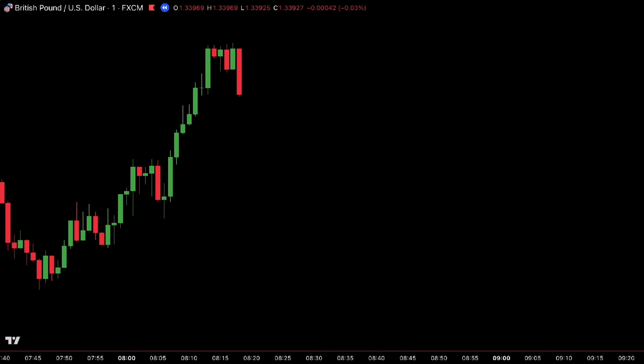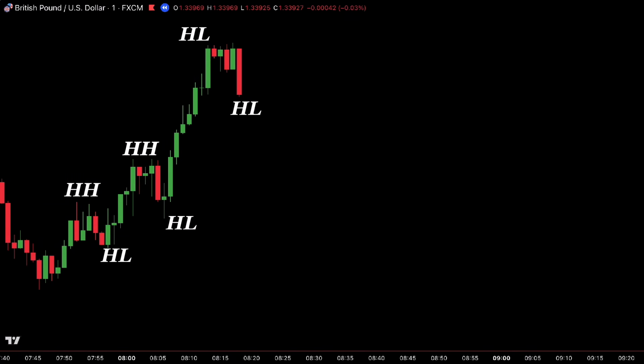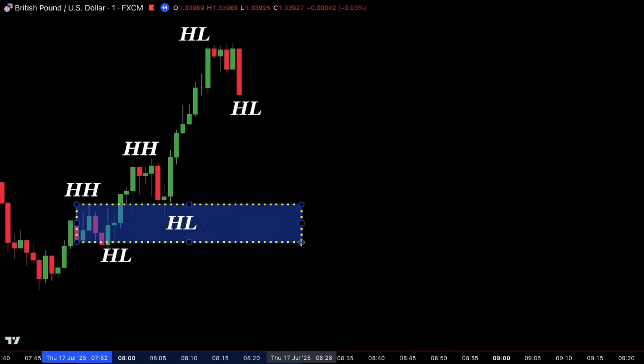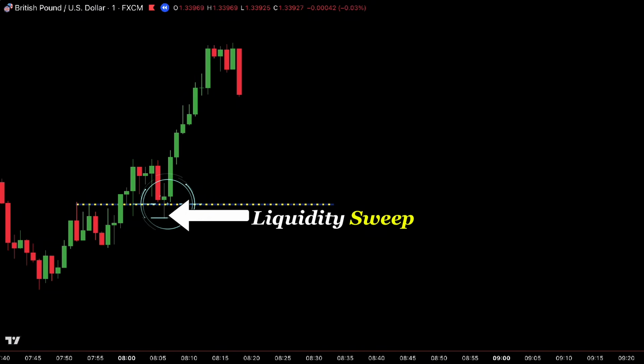This is the British pound US dollar on the 1-minute chart. As you can see, the market is trending up, higher highs, higher lows, so buyers are clearly in control. Here we have a resistance that turned into support. Price retraced, dipped below that support, and then closed back above it. That's your liquidity sweep. Once the sweep completed, the market pushed up again and created a clean, impulsive move.